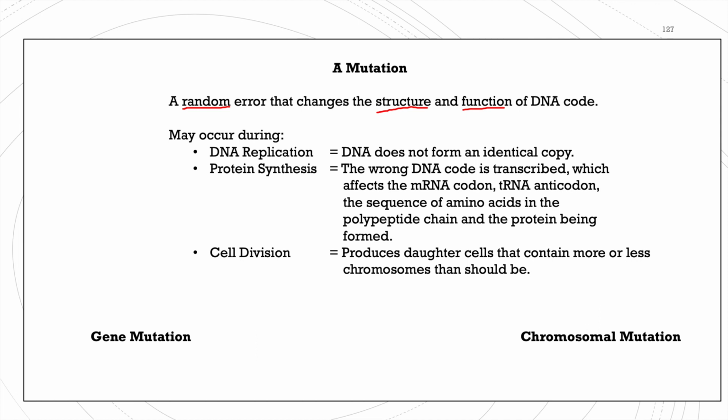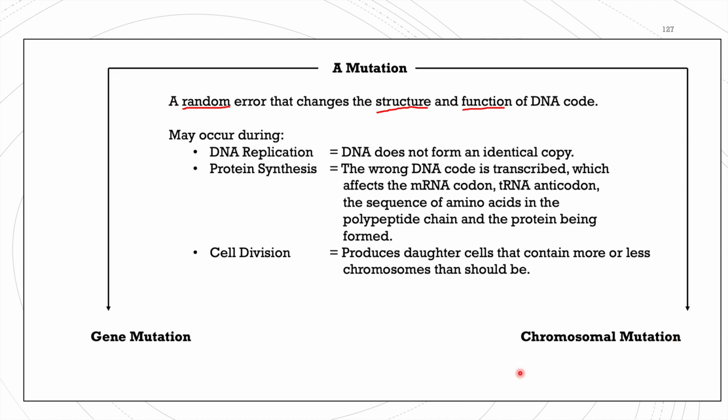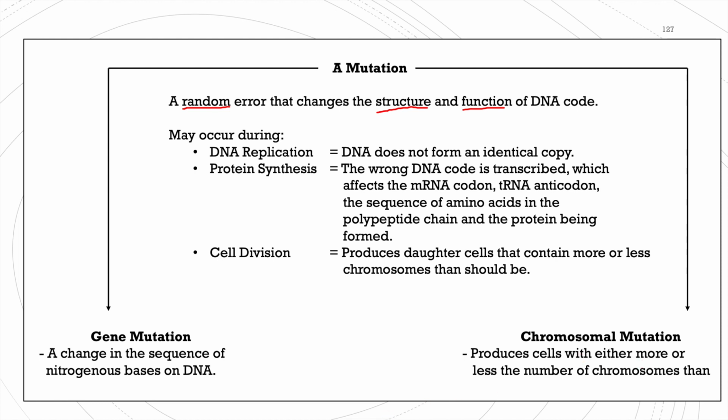Firstly, we have what we call a gene mutation, and we have what we call a chromosomal mutation. What is the difference between the two? A gene mutation is a change in the sequence of nitrogenous bases of DNA. This also you are required to know. So if there is a change in the sequence of nitrogenous bases on DNA, we call that a gene mutation. What do we mean by that?